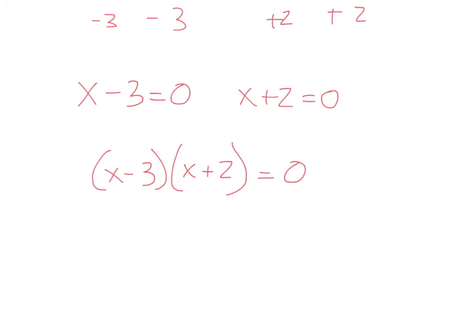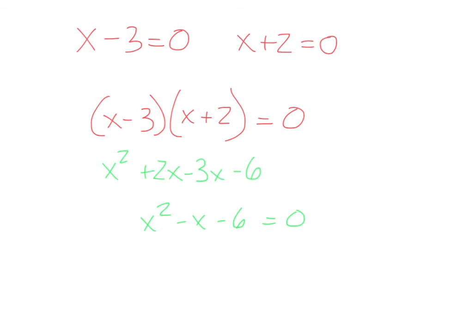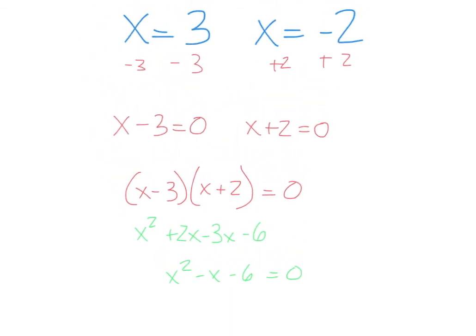And you could FOIL those out to get x squared plus 2x minus 3x minus 6. And there would be your quadratic equation, x squared minus x minus 6, that has those two roots. So this is allowing us to work backwards and forwards through this process, where if we're given an expression, we can solve for its x-intercepts. If we're given x-intercepts, we can backtrack them into factors and multiply back out to find the quadratic equation.